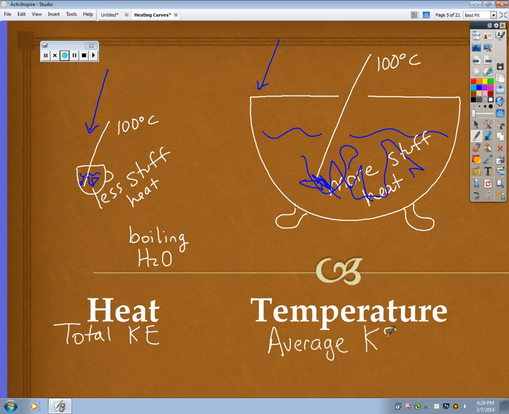Not all the molecules in that bathtub or in the teacup hit that thermometer. Only some of them do. So temperature is average kinetic energy, and heat is total.